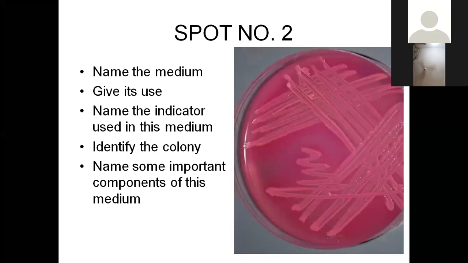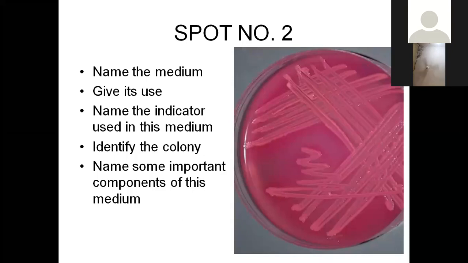So if I say that this is a MacConkey's agar with a growth of bacteria which are pink in color, this colony is a lactose fermenting bacteria. The other question may be, what are the lactose fermenting bacteria? The two important lactose fermenting bacteria are E. coli and Klebsiella. So name the medium, MacConkey's agar, give its use. It is used to differentiate between lactose fermenters and non-lactose fermenters.